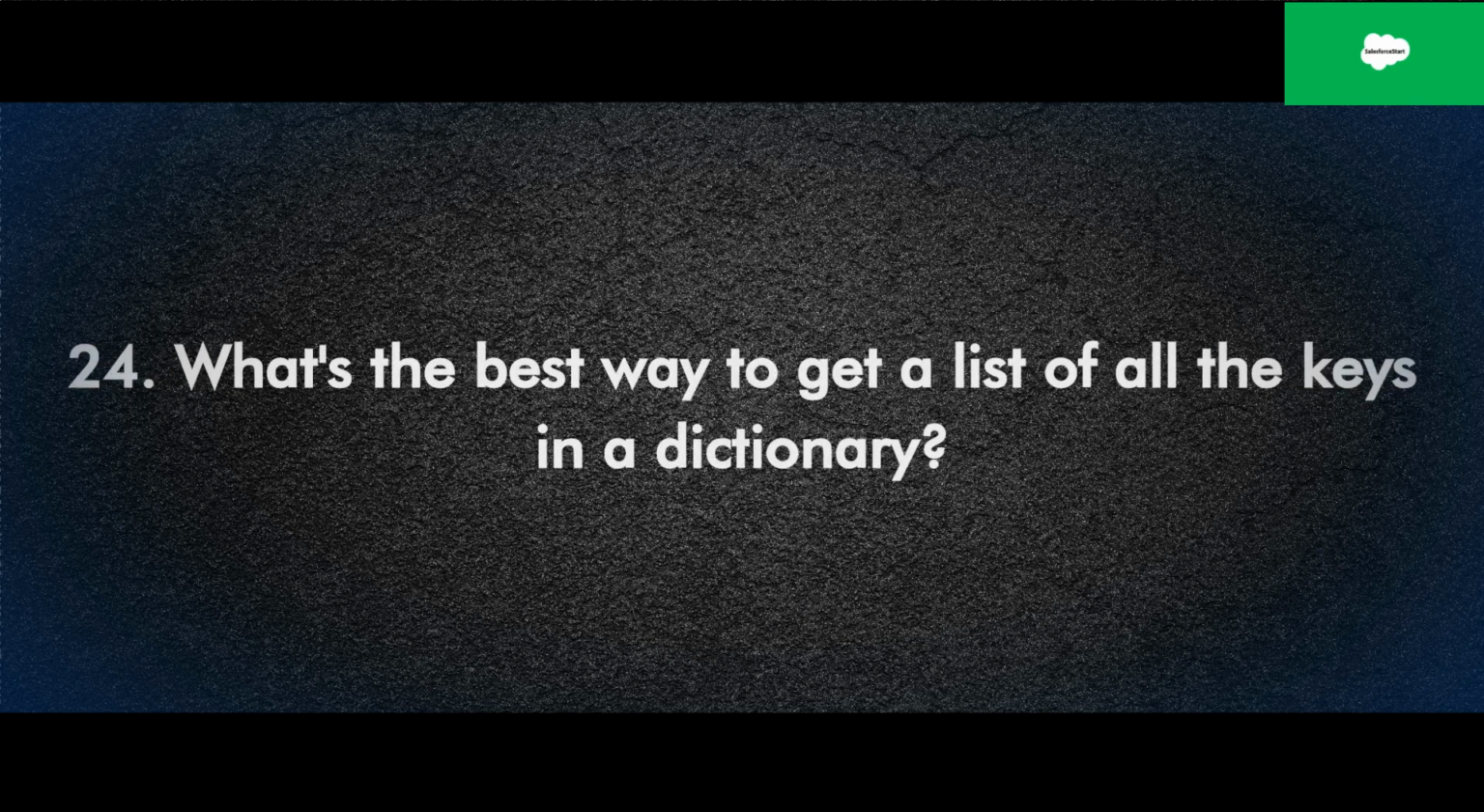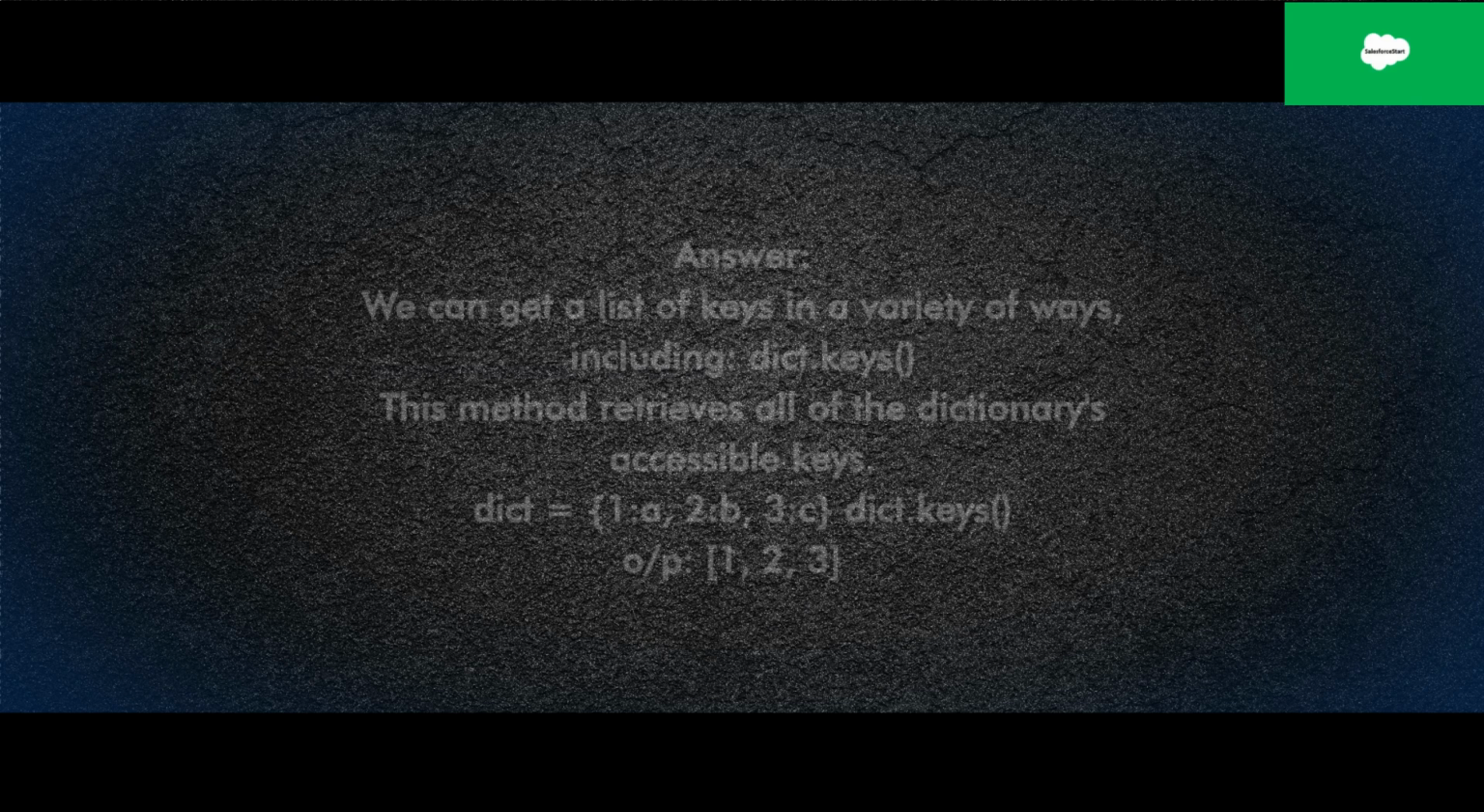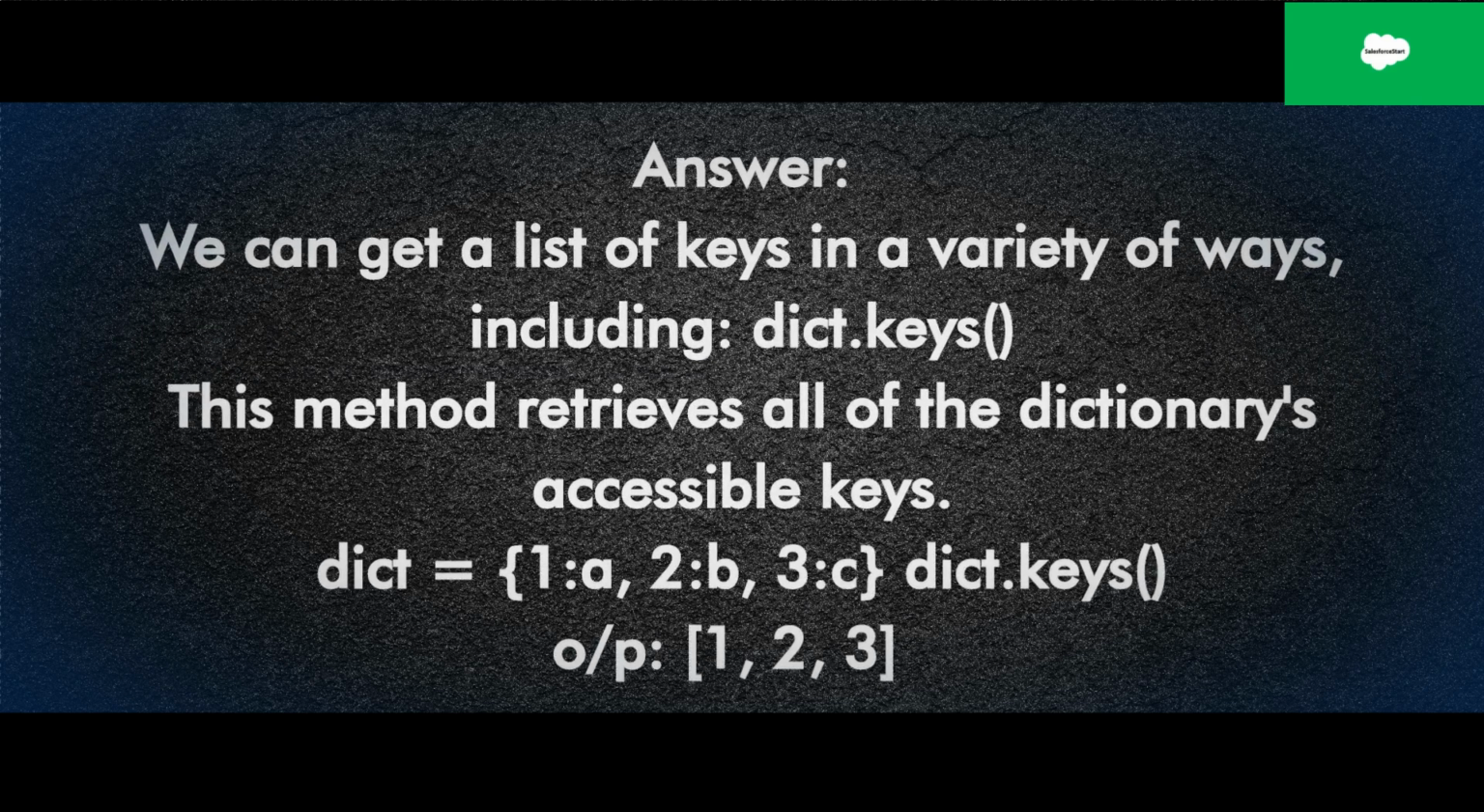24. What's the best way to get a list of all the keys in a dictionary? Answer. We can get a list of keys in a variety of ways, including dict.keys(). This method retrieves all of the dictionary's accessible keys. dict = {1: 'a', 2: 'b', 3: 'c'}; dict.keys(). Output: 1, 2, 3.